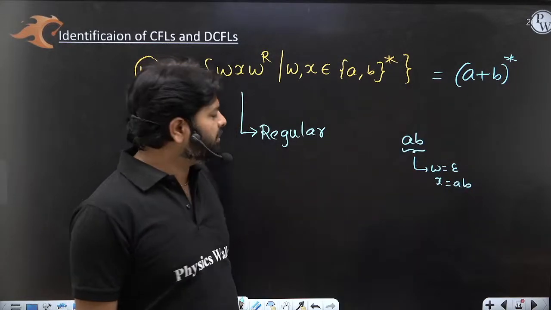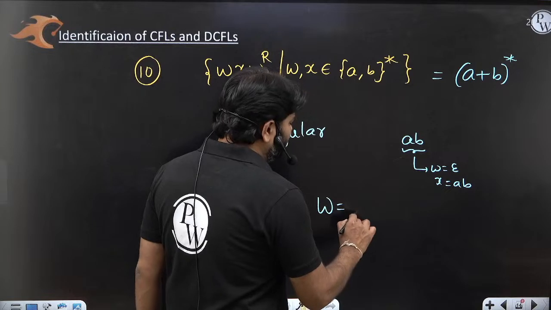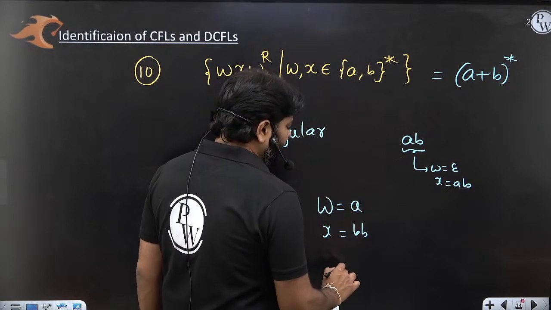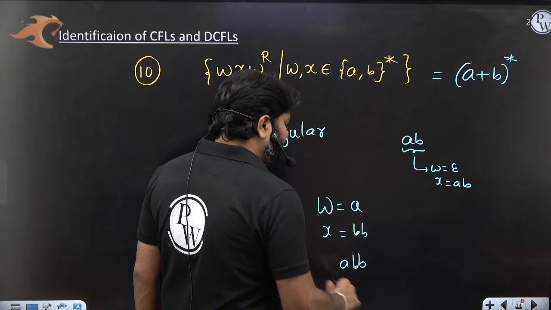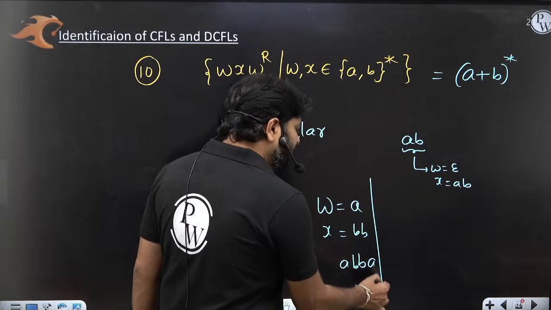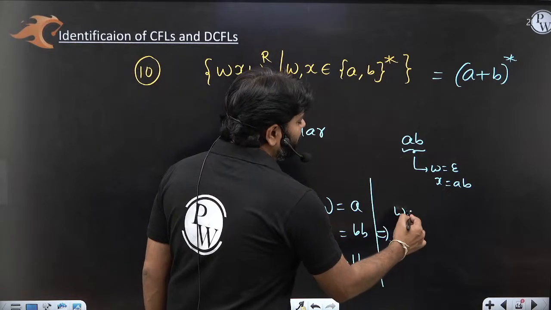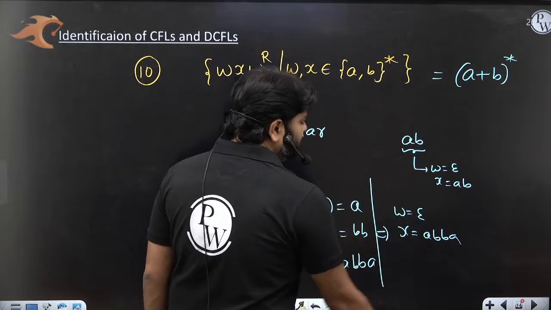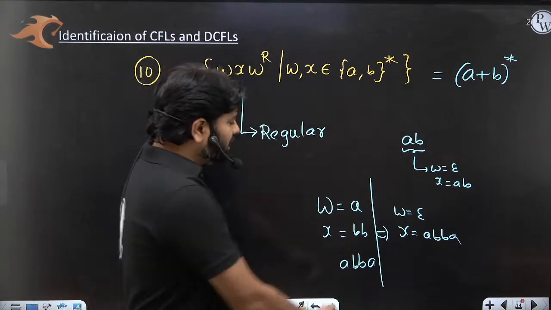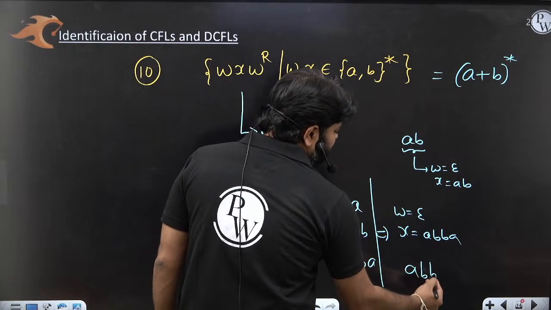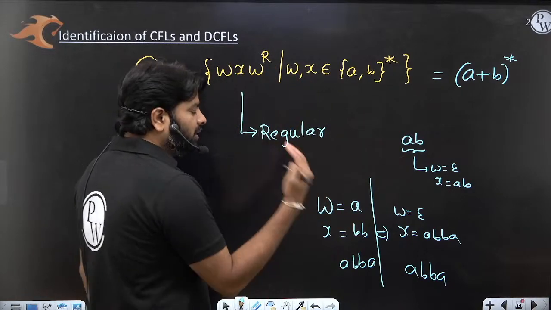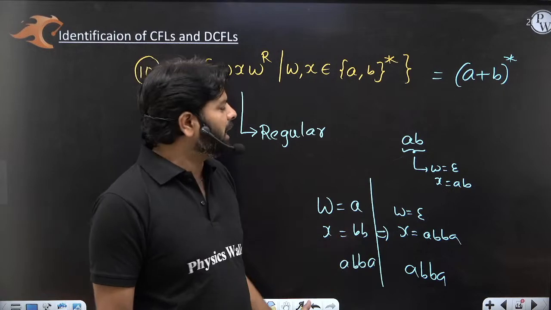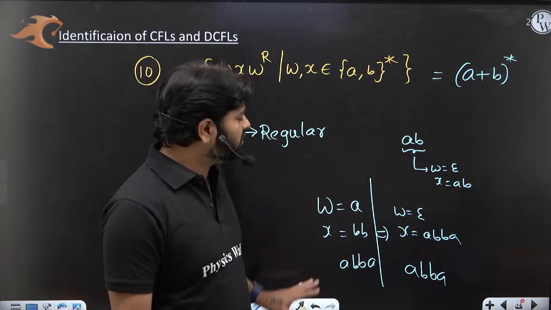Even if somebody has given something like this, W is A and X is, let's say, BB, and you get a string like A, B, B, A (reverse of W is A). Even then you just make W epsilon and X is nothing but A, B, B, A. That's it. You get the same string. After putting in W, X, W^R, you get the same string, right? You might do it this way or this way, doesn't matter. Always you can prove with W equal to epsilon.